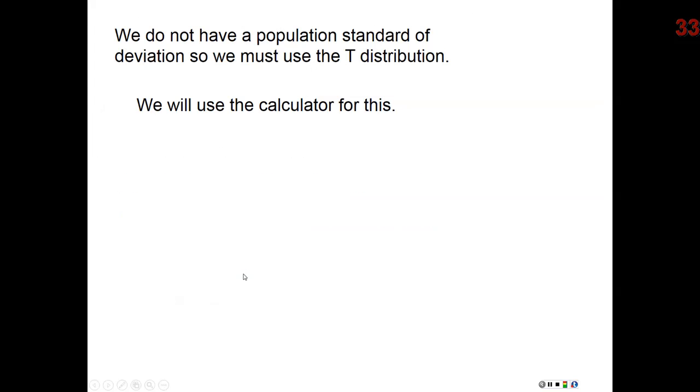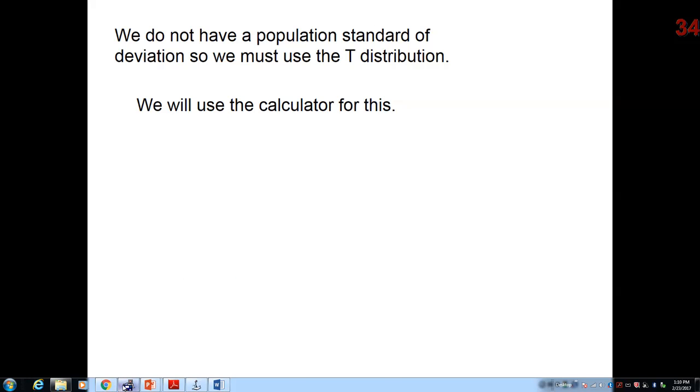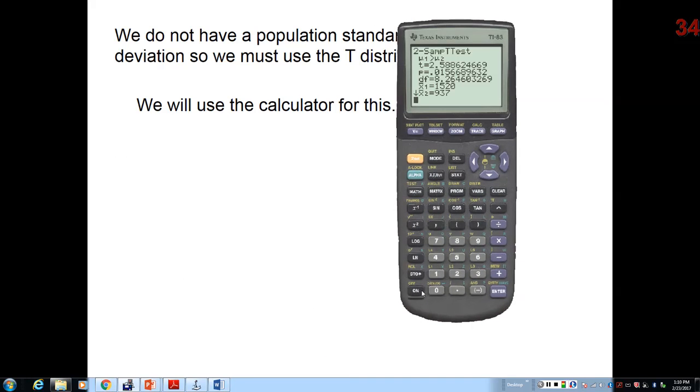Now that you have that, your next step is going to be to go to your calculator. We're going to go out to our calculator. Okay? We're going to go over here to where? Where should I go?